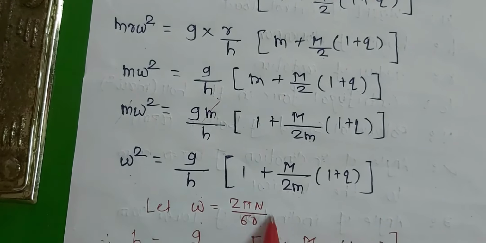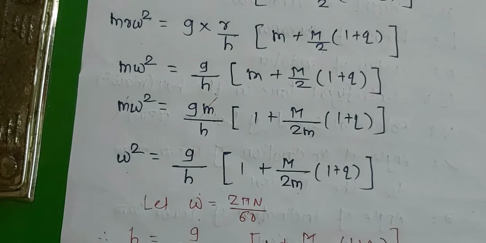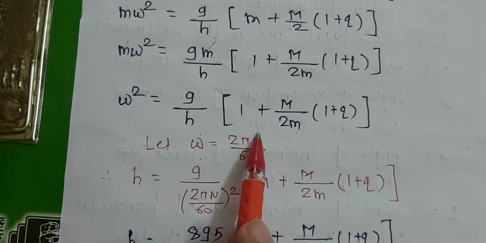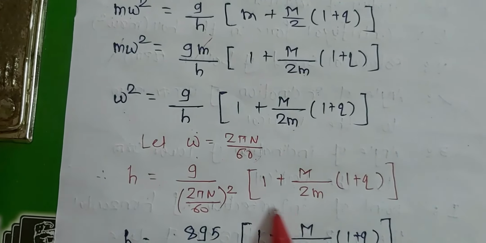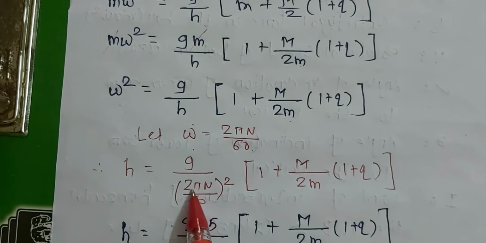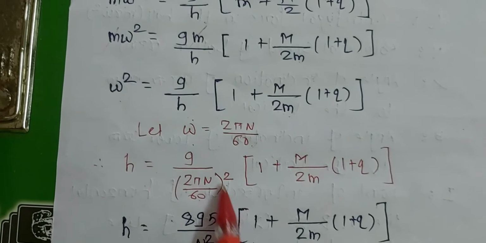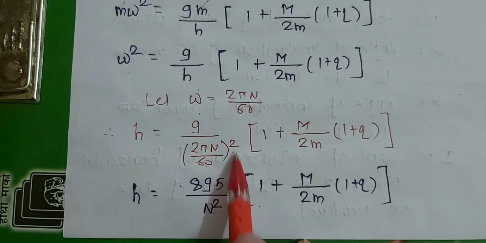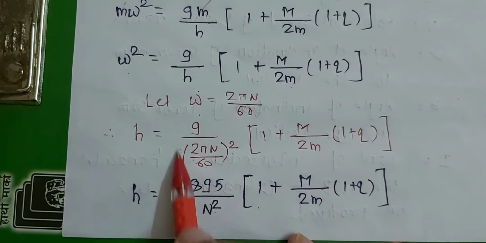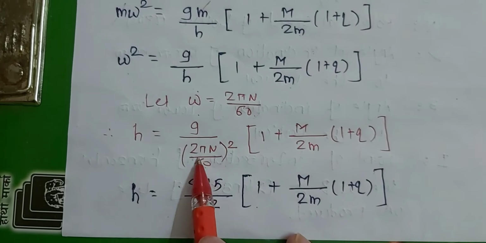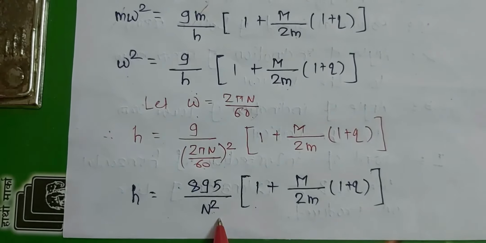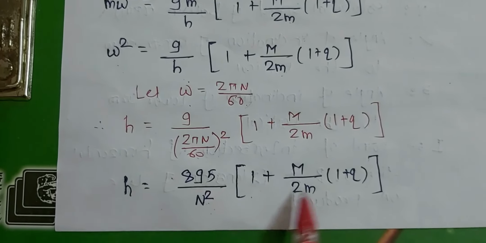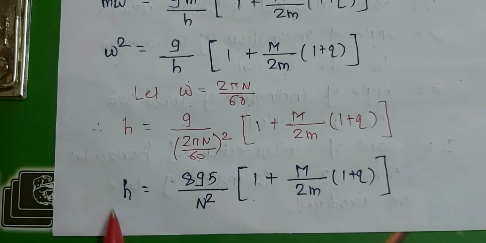If you put omega square is equal to 2 pi n by 60 whole squared, that's why here square. H is equal to g by omega square, and omega square is nothing but 2 pi n by 60 squared, remaining term as it is, and then solve g divided by 2 pi n by 60 bracket square. What we will get is one constant term, and that constant term is nothing but 895 divided by n square. So simplification or calculation, g 9.81 divided by 2 pi n by 60 and square of that, we will get h is equal to one constant term 895 by n square and remaining term as it is. This is the required expression for height of the Porter governor.